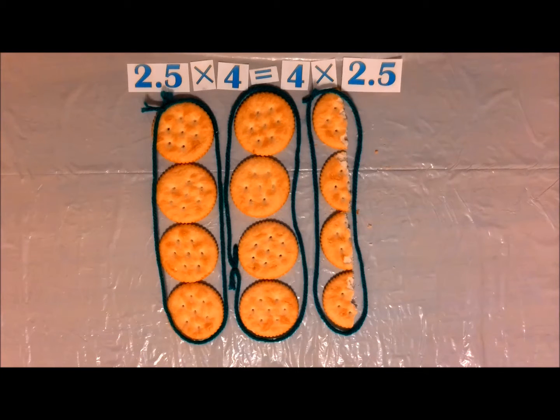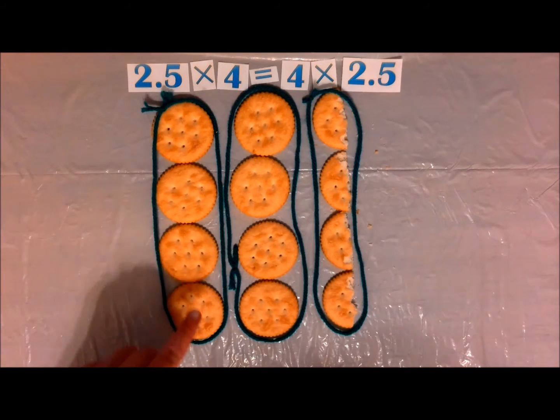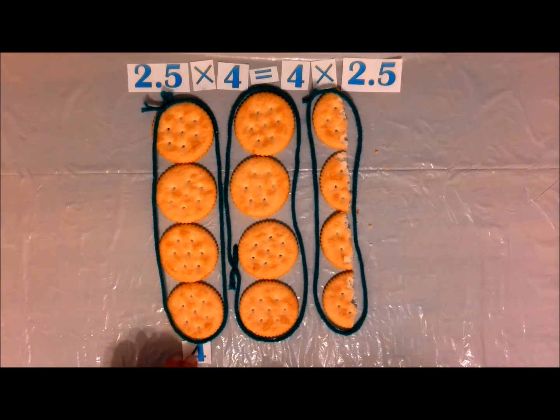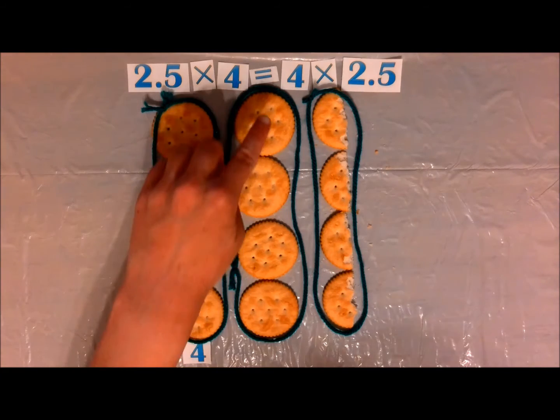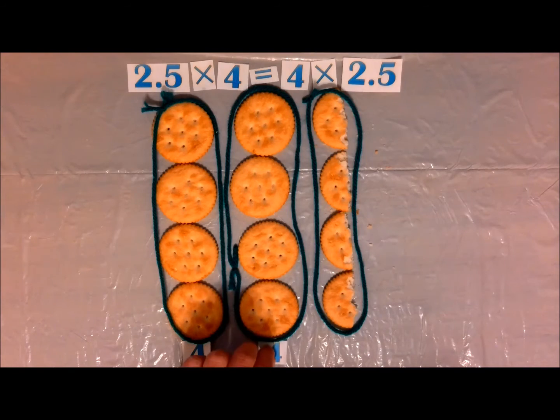So I grouped them up like so, by columns. Let's see how many crackers we have in each column. 1, 2, 3, 4. 4 crackers in this group. 1, 2, 3, 4. 4 crackers in this group.